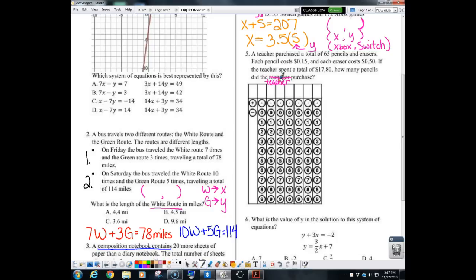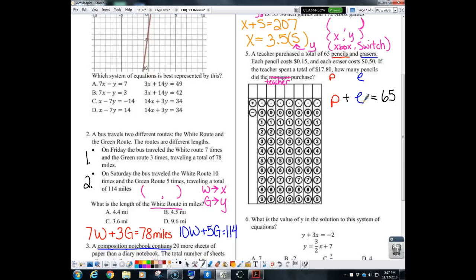Okay, so altogether she bought 65 pencils and erasers, right? So for pencils, I'm going to use P, and for erasers, I'm going to use E. So the number of pencils plus the number of erasers is going to total 65, because altogether she bought 65 pieces.